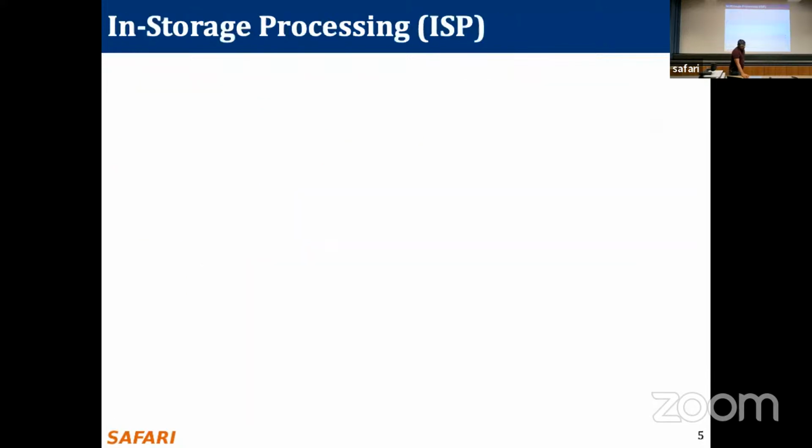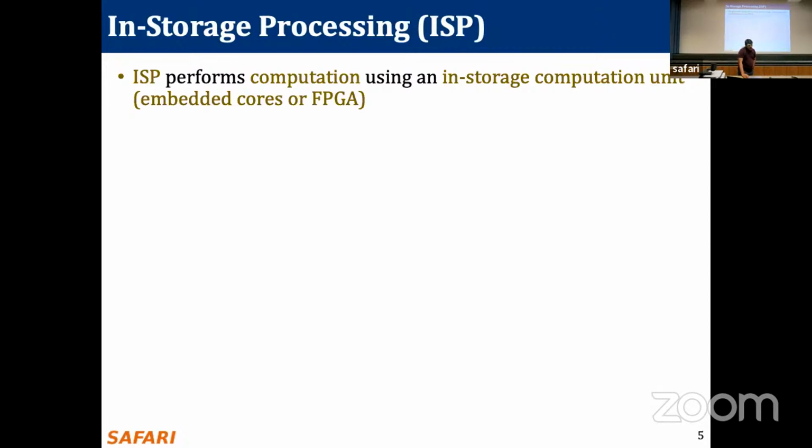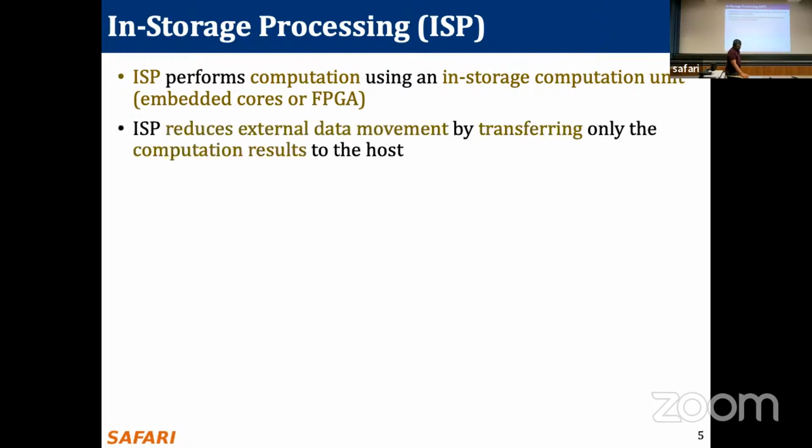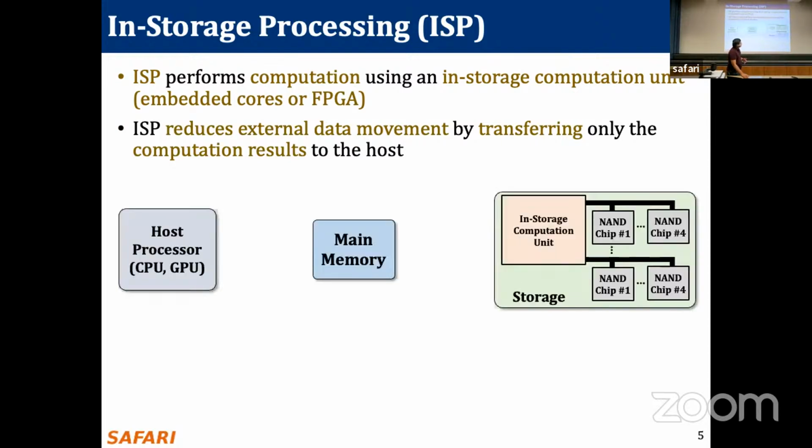So let's look at what in-storage processing does. In-storage processing performs the computation using an in-storage computation unit, which is typically embedded cores or an FPGA. And ISP significantly reduces the data movement by transferring only the computation results to the host. So let's look at the same environment where we have a host processor, a main memory, and a storage unit.